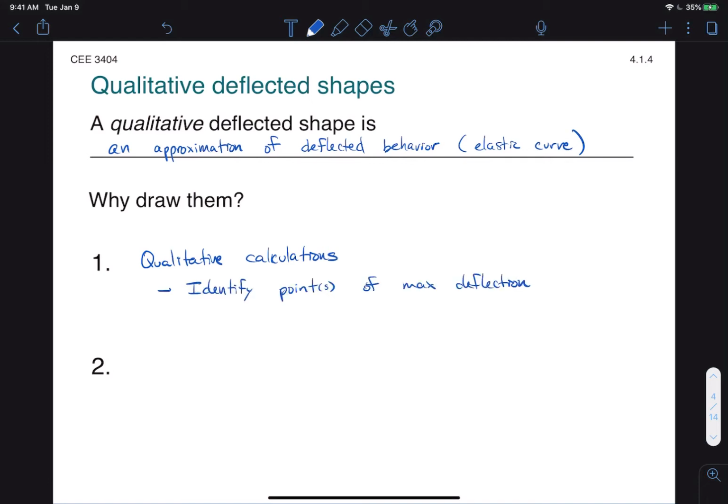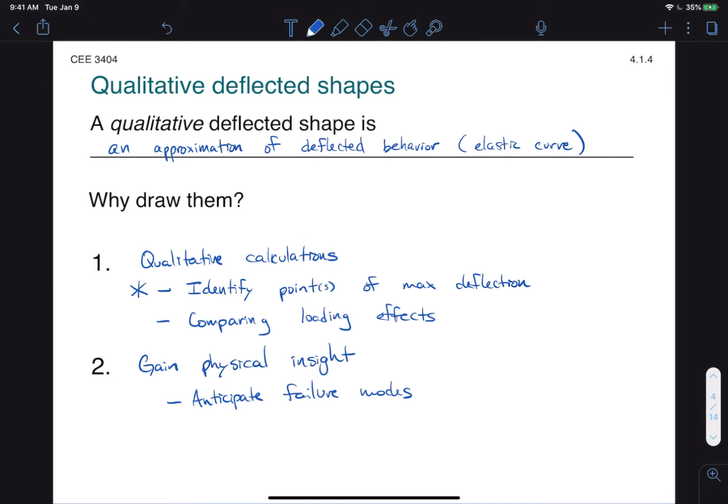This in particular is important because later we'll look at other techniques for calculating deflection precisely, but they'll only work at certain points. So if you can tell ahead of time where the maximum deflection will be, that will facilitate analysis tremendously. Another sort of qualitative calculation might be comparing the overall effects of different loading patterns. The second main reason is simply to gain physical insight into the structural behavior. This can help you to anticipate failure modes and also to double check the results from your calculations.